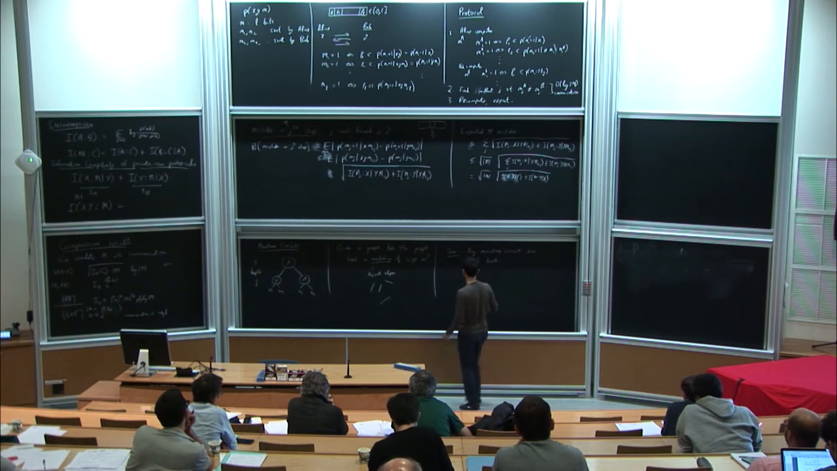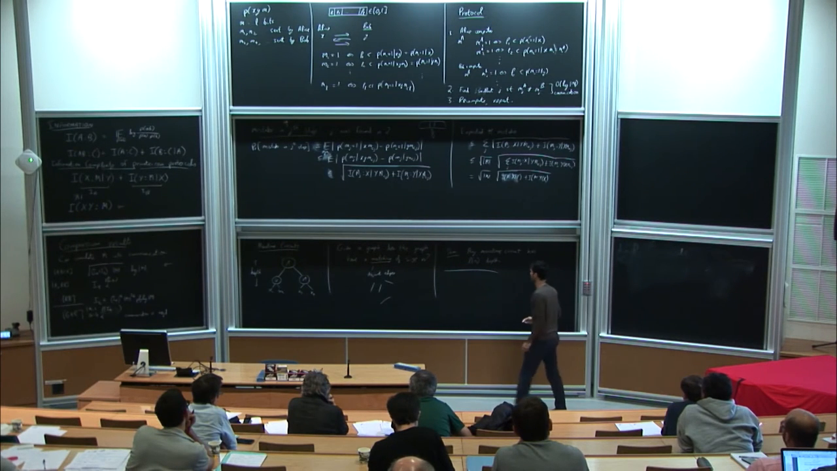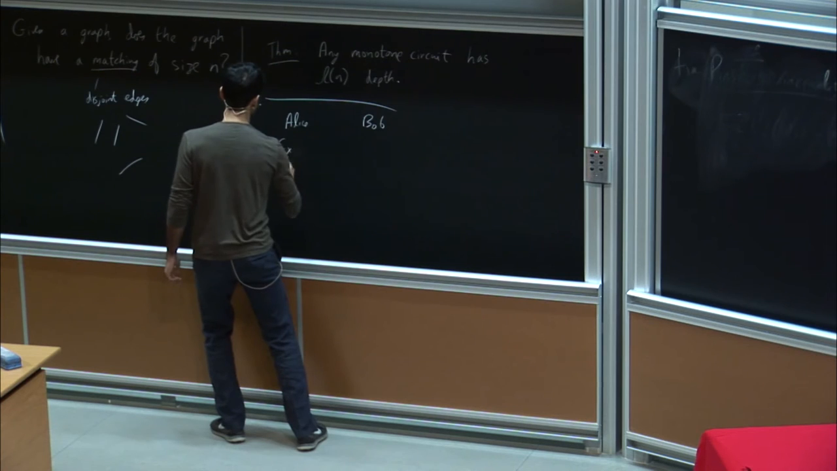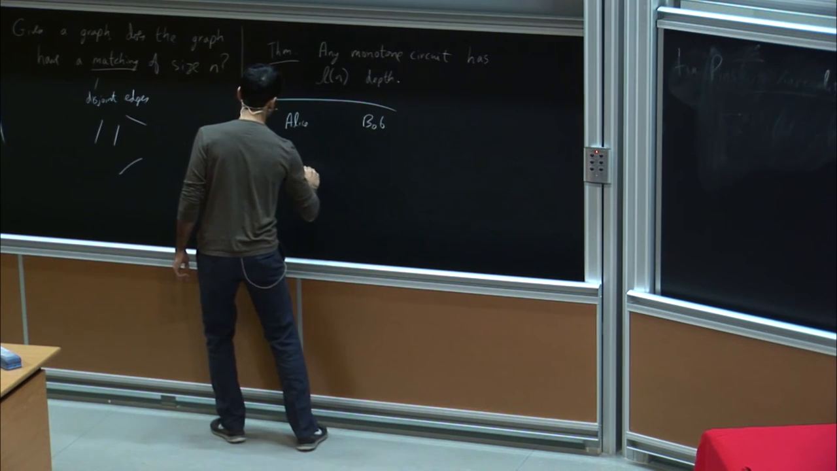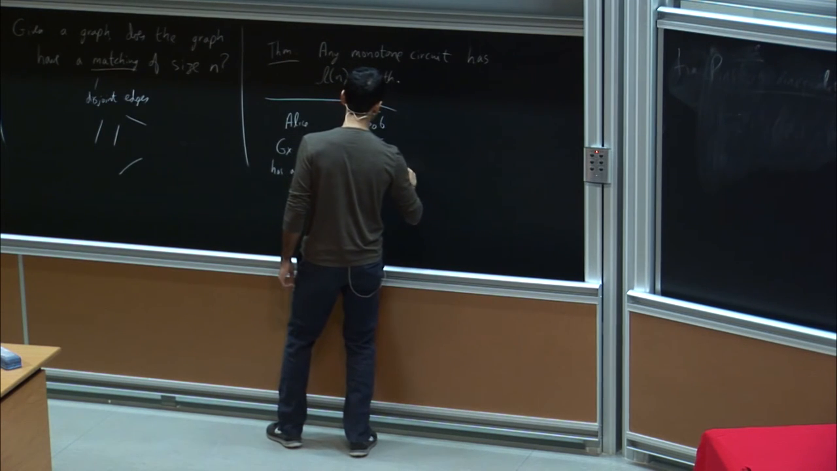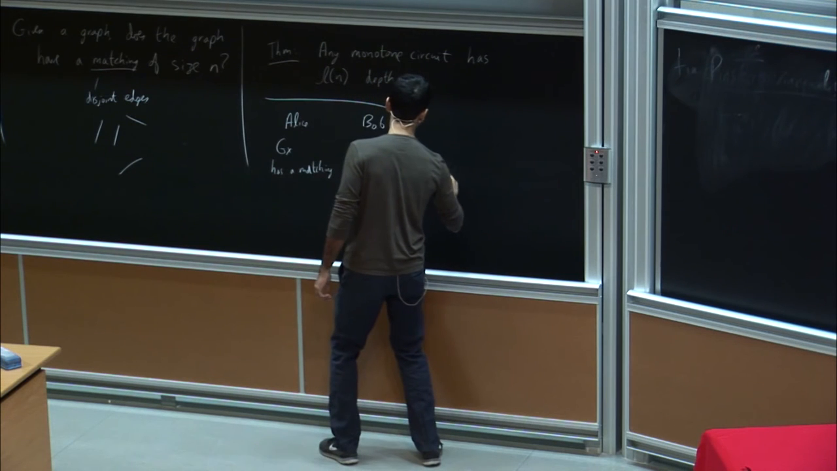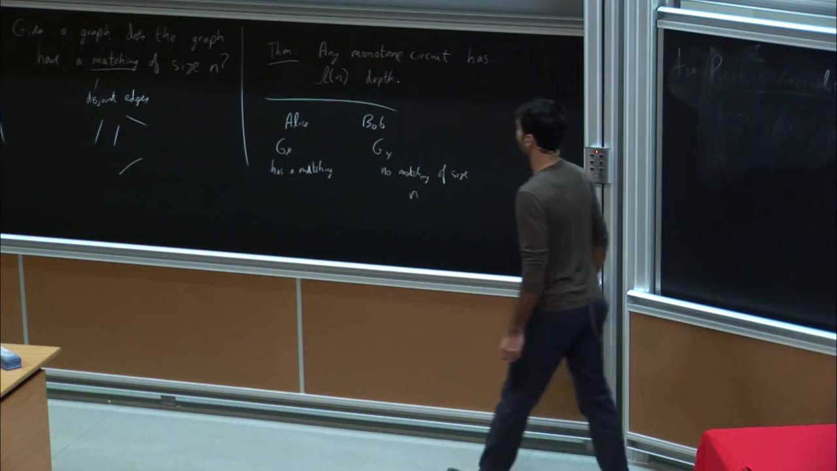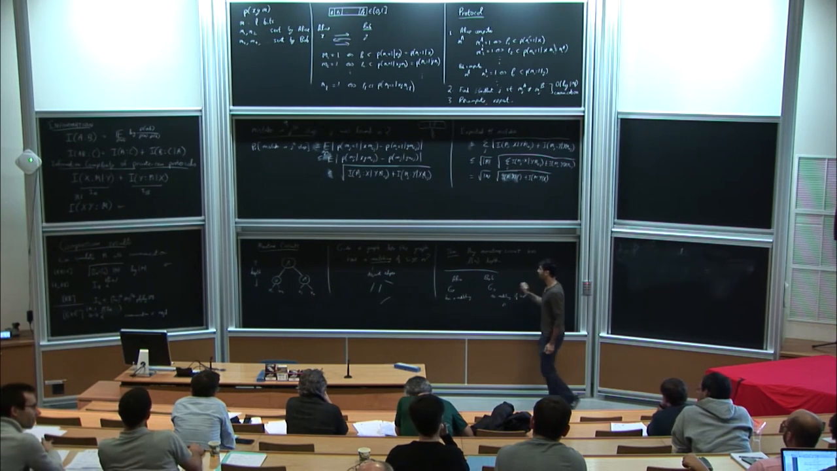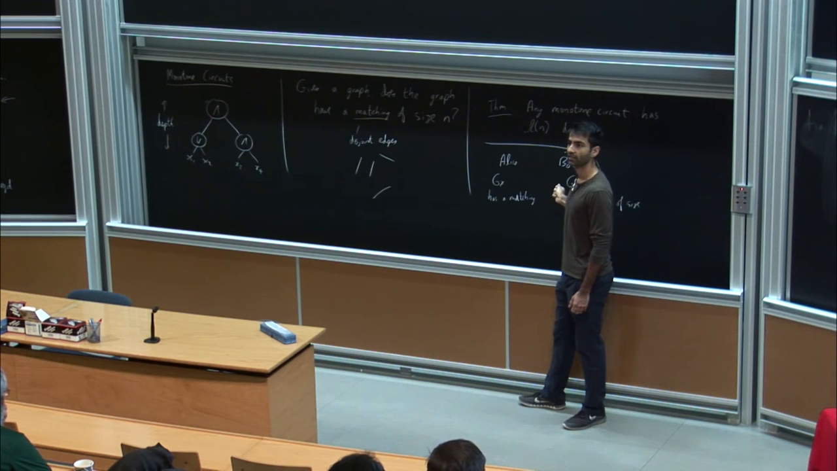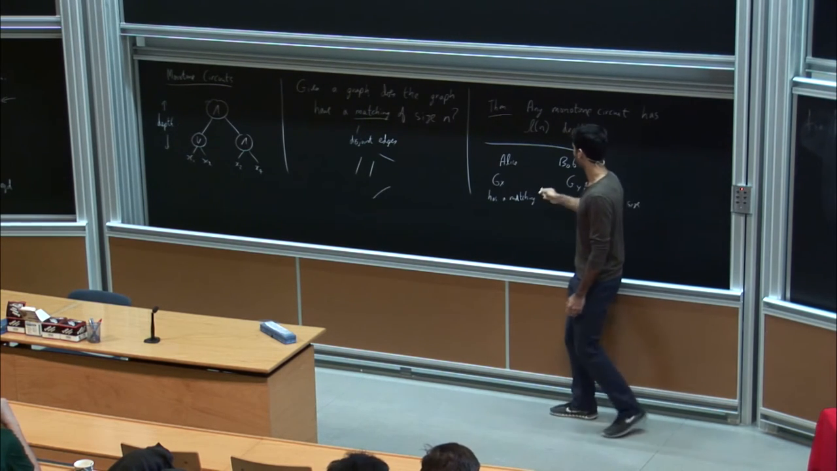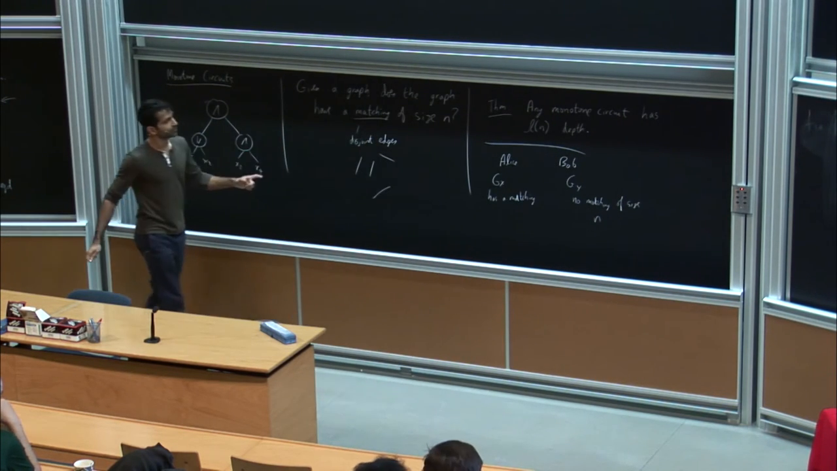Now, here's a trick that we'll use to go from circuits to communication protocols. So consider the following problem. Suppose Alice has a graph GX that has a matching, and Bob has GY that has no matching of size n. Then I claim that if you have a circuit like this of small depth, you can get an efficient protocol that will find an edge that's in Alice's graph but not in Bob's graph. If Alice has a matching and Bob does not, there must be an edge in Alice's graph that's not in Bob's graph, right? GX cannot be contained in GY. And you can use this circuit to find it quickly.